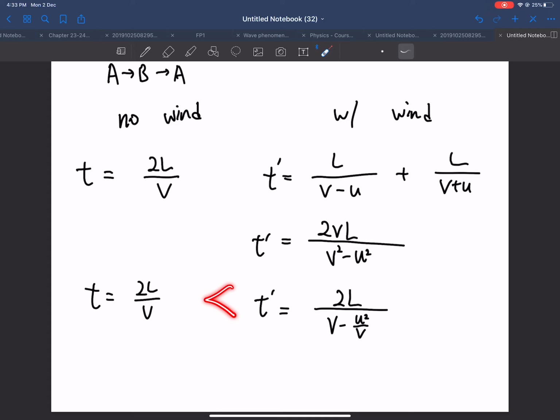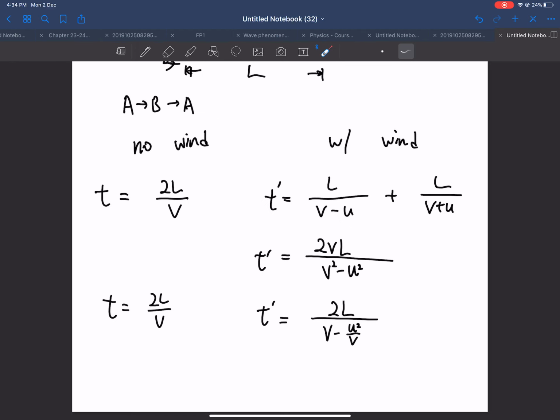Now this is just a straight line relative motion. Let's go to two-dimensional motion. So this one is greater than 2L over V. You need to know how to do it by yourself, to compare these two values. You need to improve your math skill.